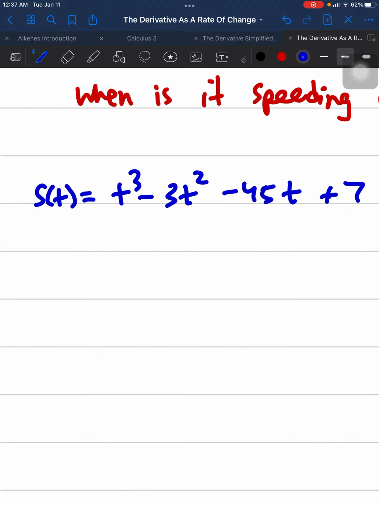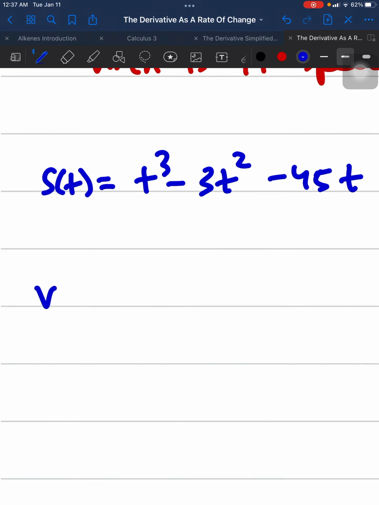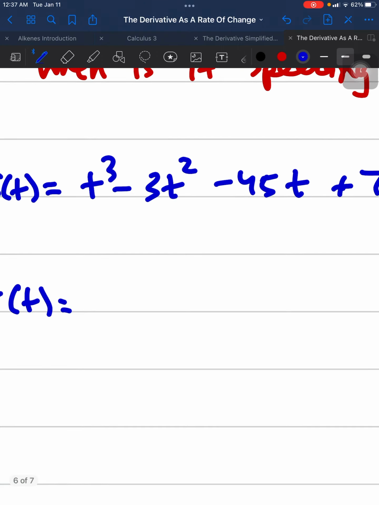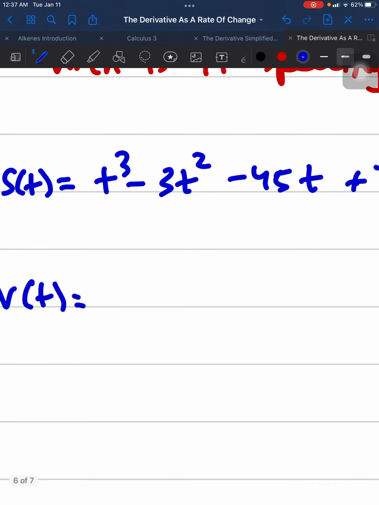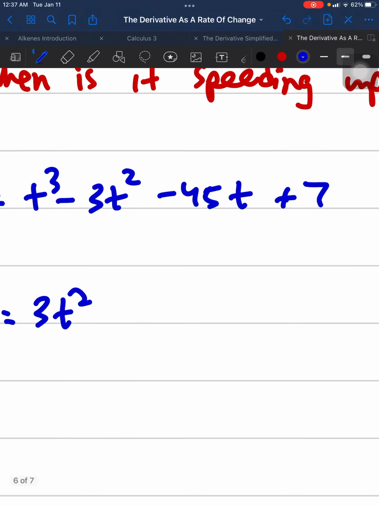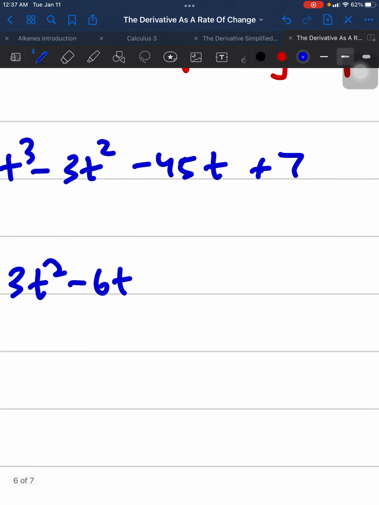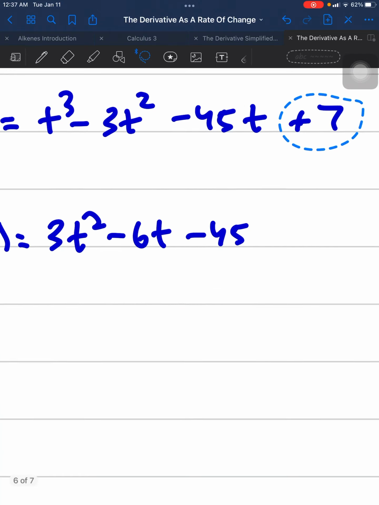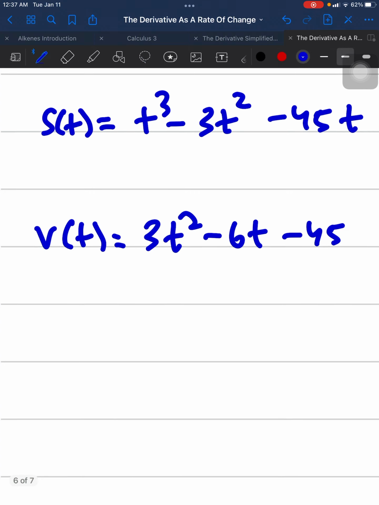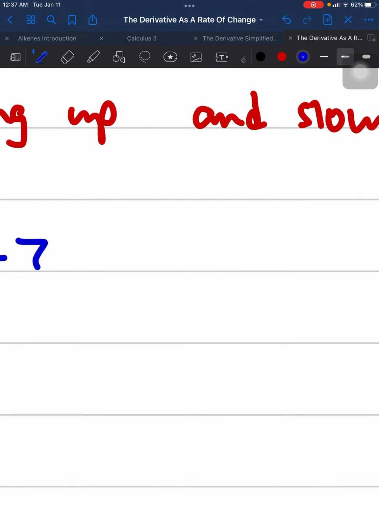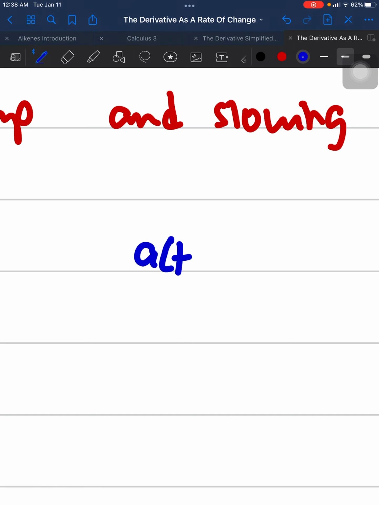Now, the velocity function, as we know, is the derivative of the position function. So all we need to do is take the derivative of the position function. The derivative of t cubed is 3t squared. The derivative of negative 3t squared is negative 6t. The derivative of negative 45t is just negative 45. And the derivative of the constant 7 is 0, so we don't need to write that. So that's v of t, the velocity.